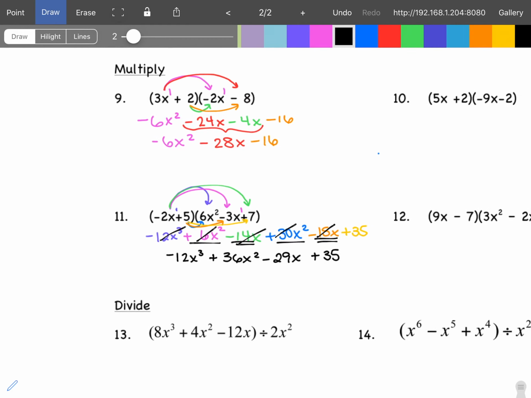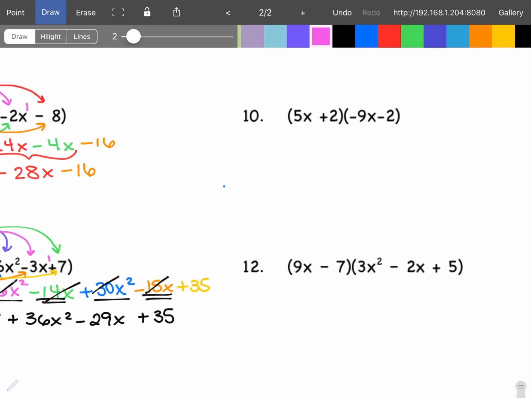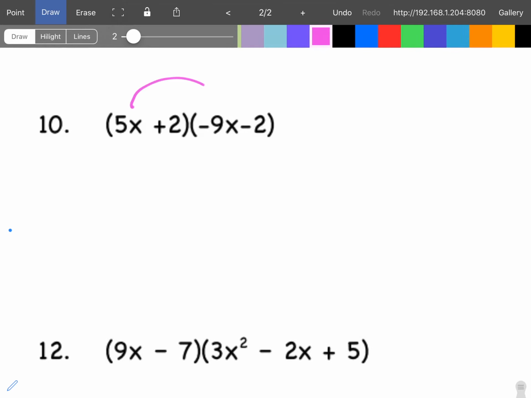And that's your answer. So if you will pause this, please, and try number 10 and 12, then start the video back up and check your answer. Okay, let's see how you did.